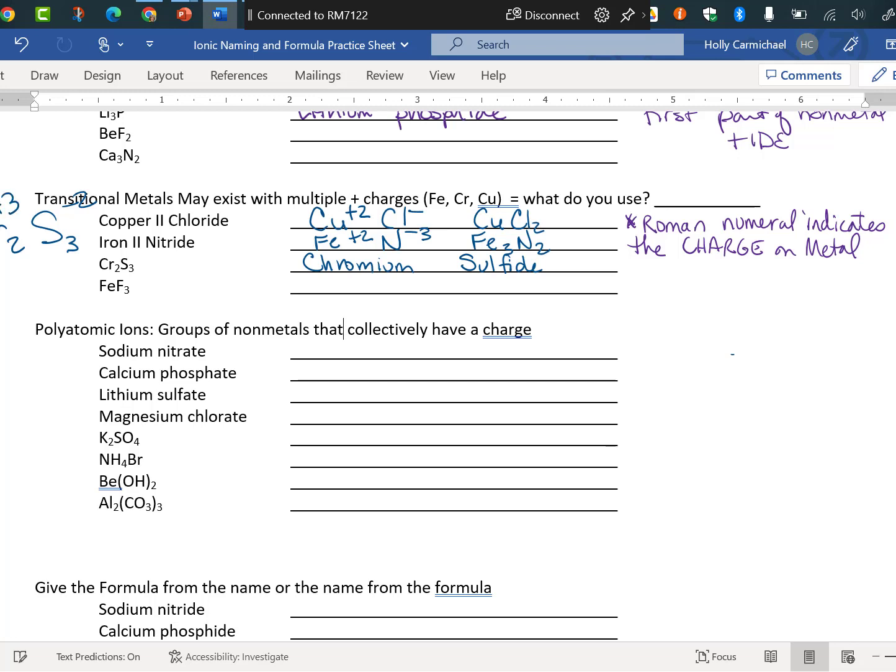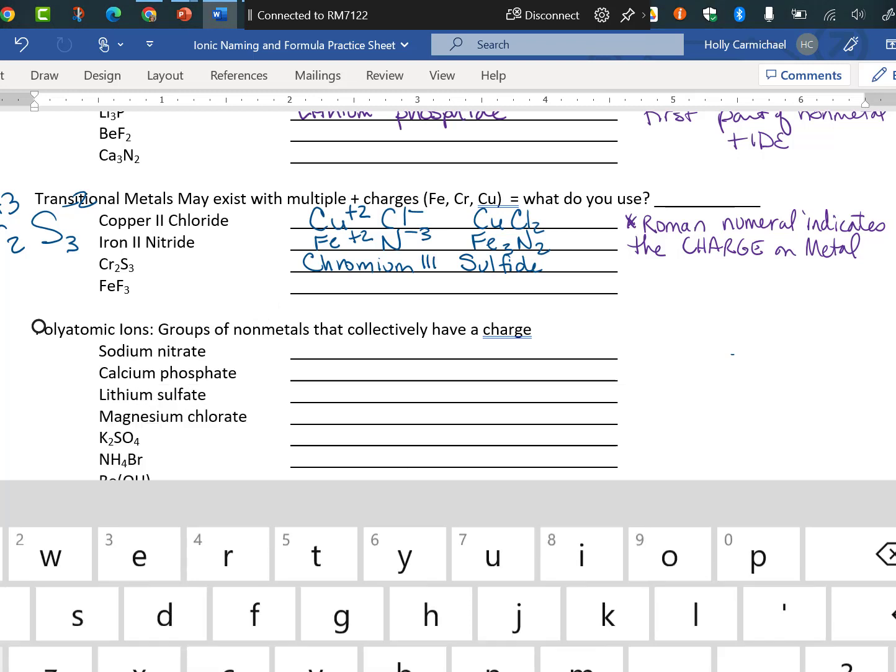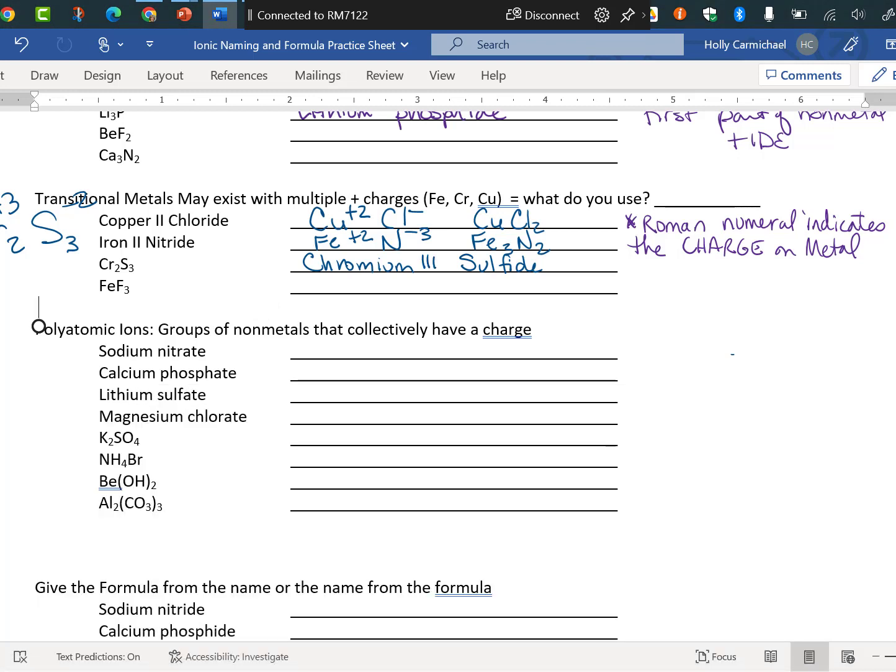+3. So think of it as almost like a reverse swap. As long as the number for the metal is equal to the charge on the non-metal, you're basically doing a reverse swap to figure out the charge. So what goes between the chromium and the sulfide? Yep, the Roman numeral 3. Okay, so then the last one, Fe is what? Iron. So this is iron, and then F, fluoride.